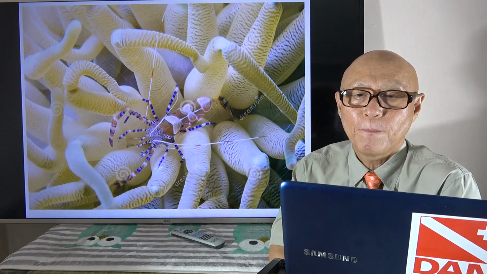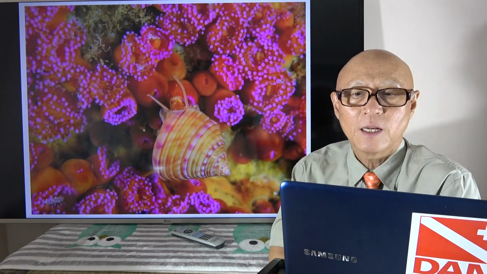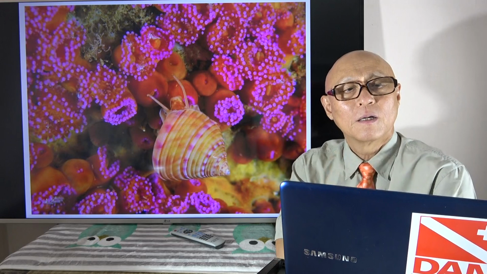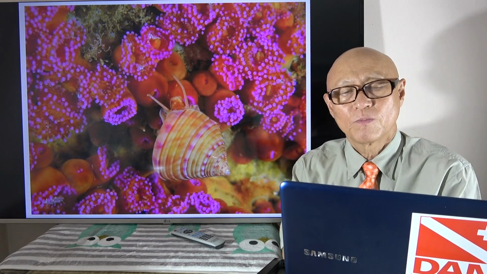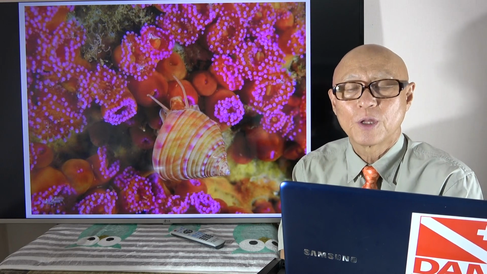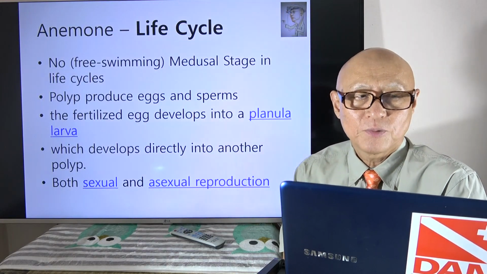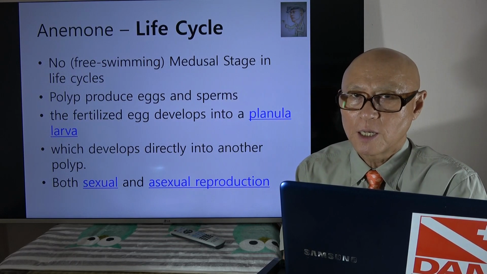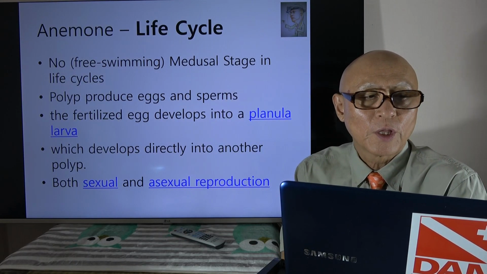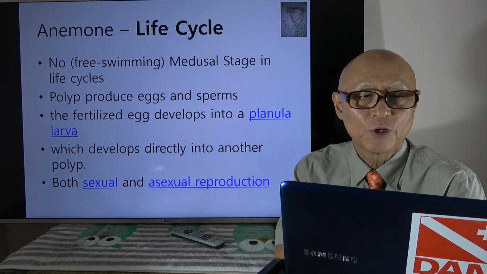This is the crab, shrimp, some snails, and there's quite a good number of animals in symbiotic relationship with anemone. The life cycle of anemone: they don't have a medusa stage like jellyfish do. So they have no free swimming stage in their life.